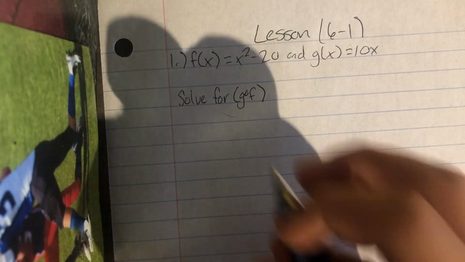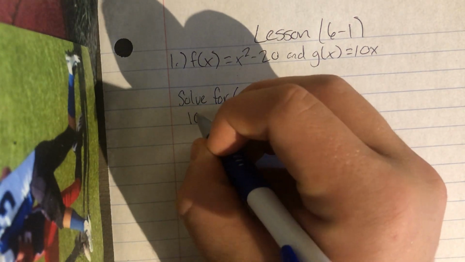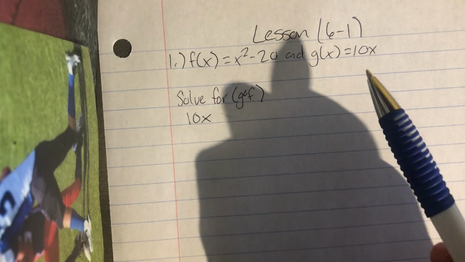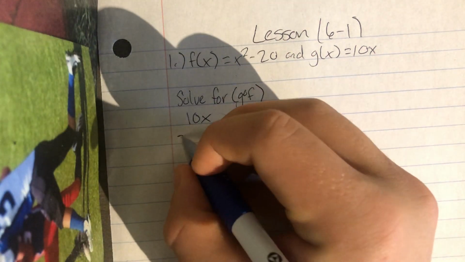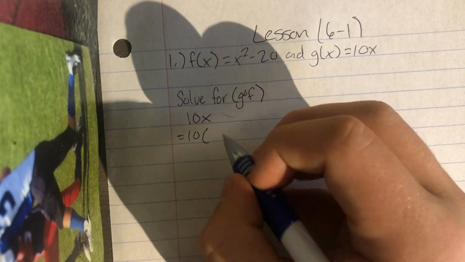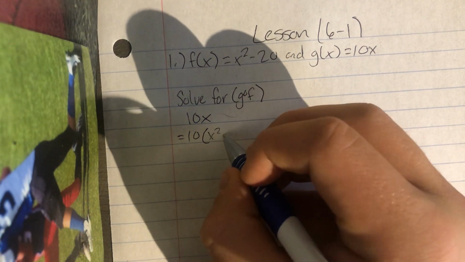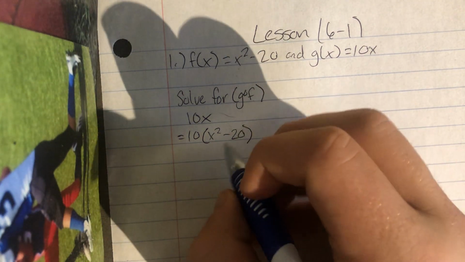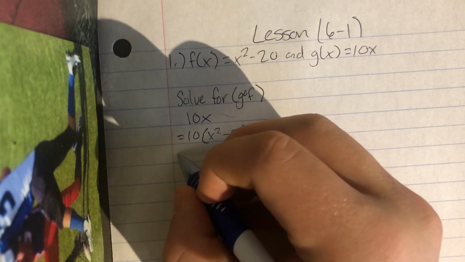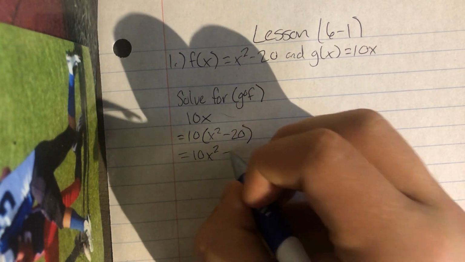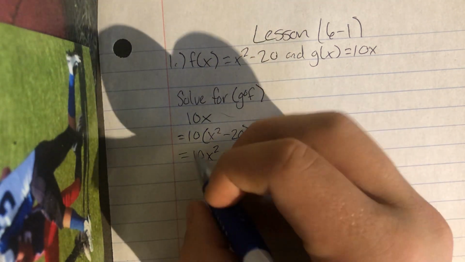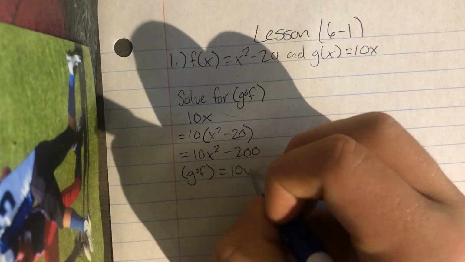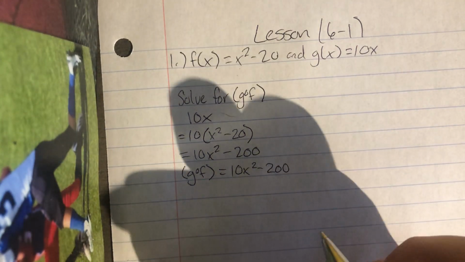We're going to take function g, which is 10x. But now we're going to take function f and replace that with x. So this is going to equal 10, replace the x with function f, x squared minus 20. Then you're going to distribute the 10 to this polynomial here. This would equal 10x squared minus 200. That should give you your answer. So function g times function f equals 10x squared minus 200.